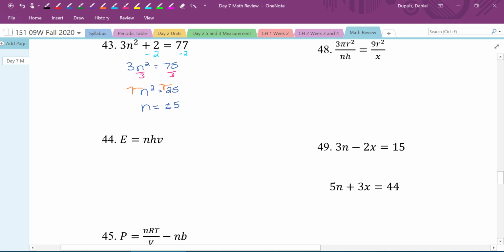E equals nhν. We'll get there. All right, I have to solve for n. So that means I'm going to divide both sides by hν. So that means E over hν is n. And that works.